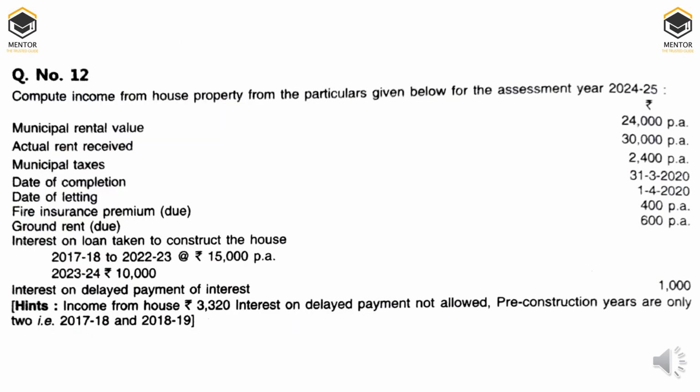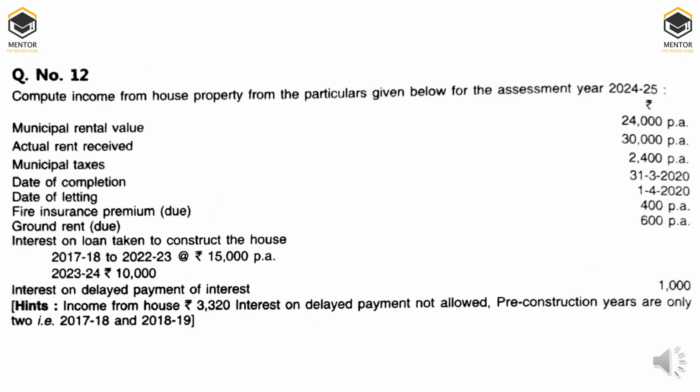Compute the income from house property from the particulars given below for the assessment year 24-25. Municipal valuation 24,000, actual rent received 30,000 per annum, municipal taxes 2,400, date of completion 31/3/2020. In the sense, it has been completed in the financial year 19-20, the last day of 19-20. So we consider it was completed in 19-20 itself, right?